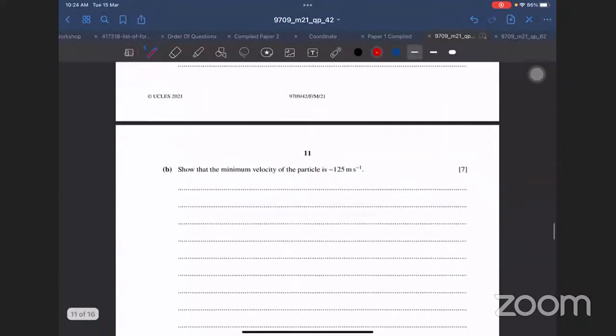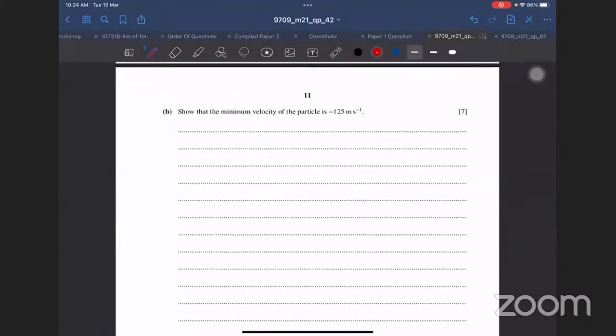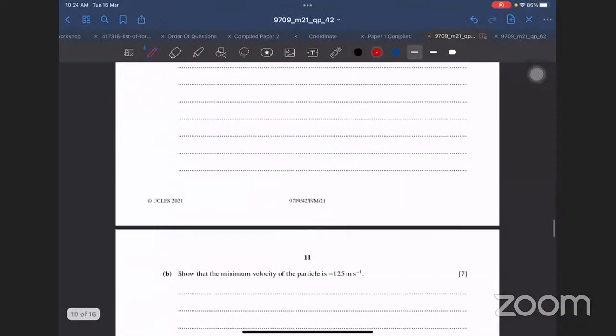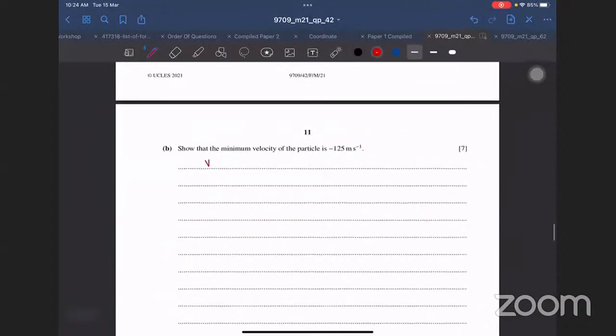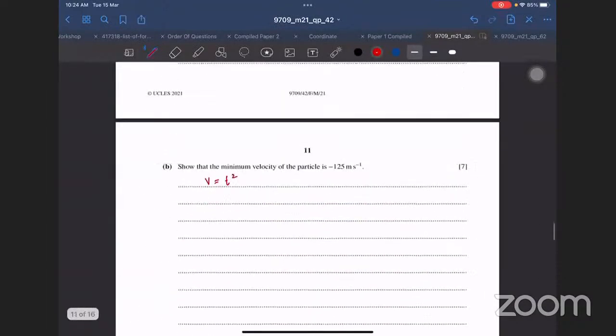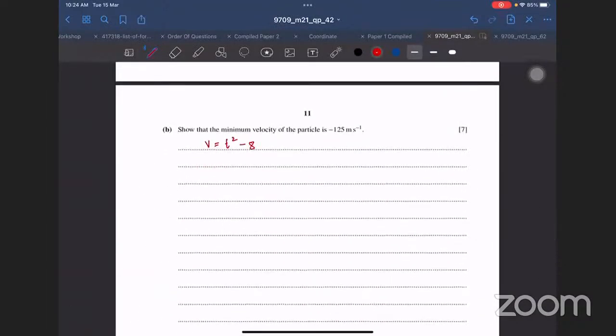Okay, it's the first part. Show that the minimum velocity of the particle is minus 125 meters per second. This is a 7-mark question. Let me just write this down first. What I'm trying to find is the minimum velocity. So what I need to find is the turning points of this curve that I have in front of me.